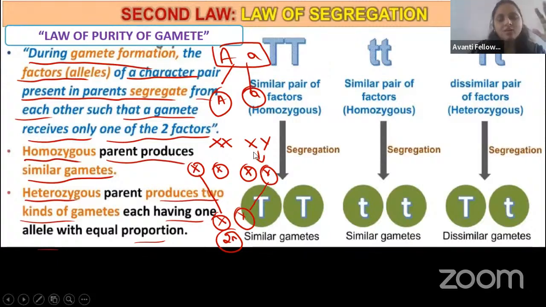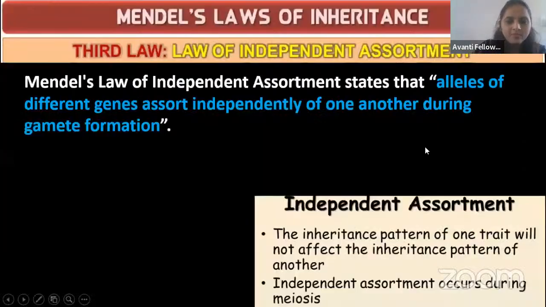Okay, guys, that's it for the law of segregation. If you understood what the law of segregation is, it is very easy to remember it in the chromosomes. In the chromosomal theory of inheritance also, the same thing will happen.